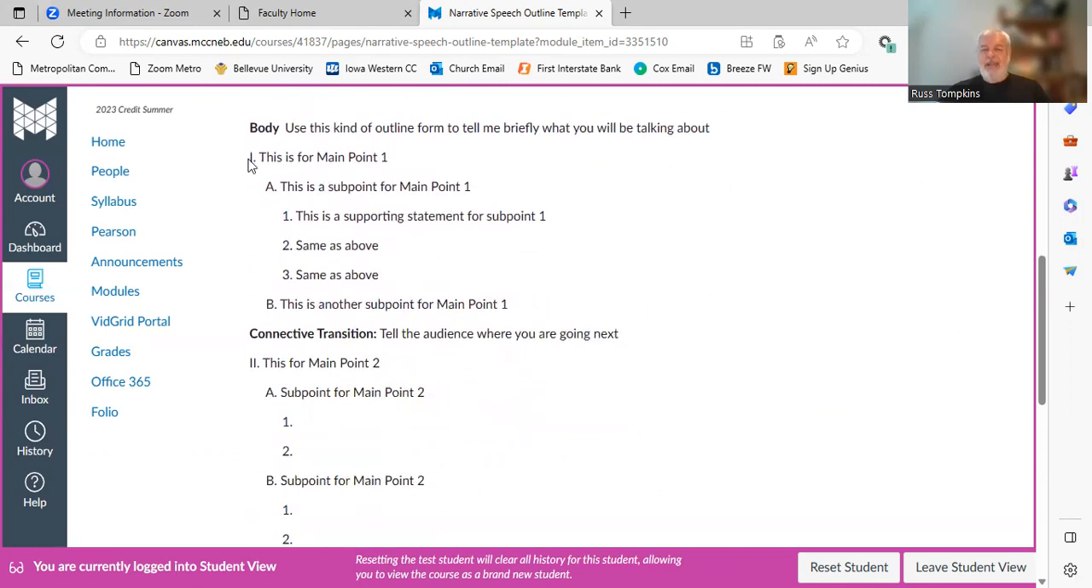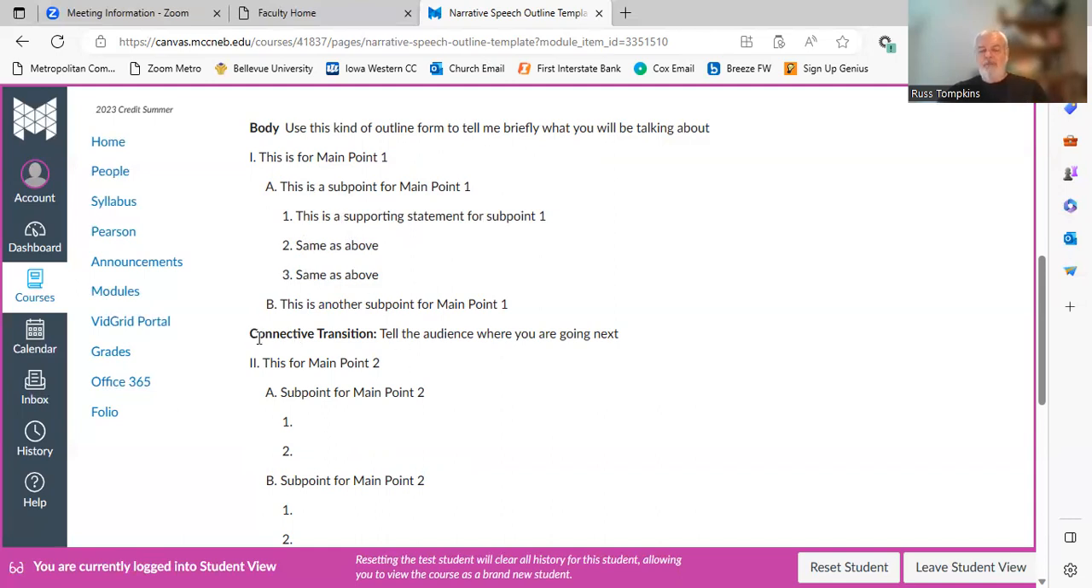And then this is an outline form that tells me briefly what you're going to do at the beginning, middle, and end of your speech. So main point 1, I'm using Roman numeral 1, and I'm using capital letters for subpoints, and then just regular numbers for supporting statements. But if you want to use an outline a little differently, that's perfectly fine, as long as you use some kind of indentation and you use a brief form. Don't write complete sentences. I don't want to see paragraphs written out here.